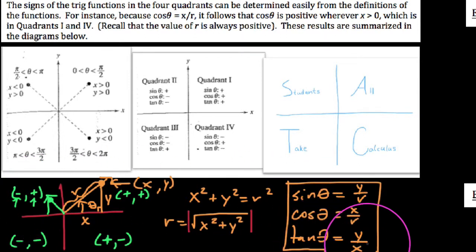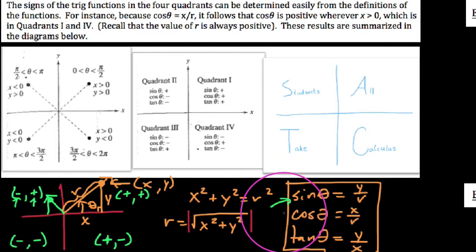And likewise with tangent, since tangent is y over x, and we have positive y values and negative x values, you'd be taking a ratio of two things that have different signs, so it would be negative. So in other words, the only trig function that turns out to be positive if your angle terminates in the second quadrant is sine.